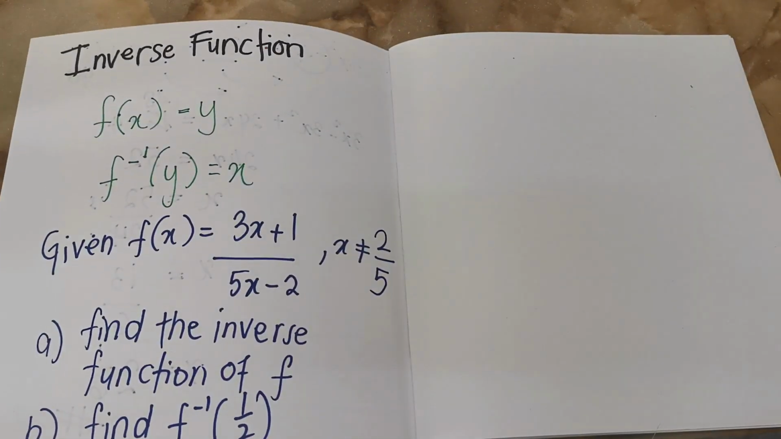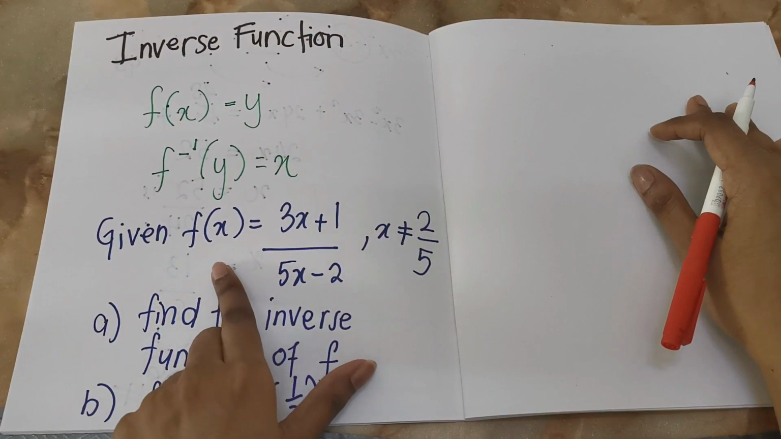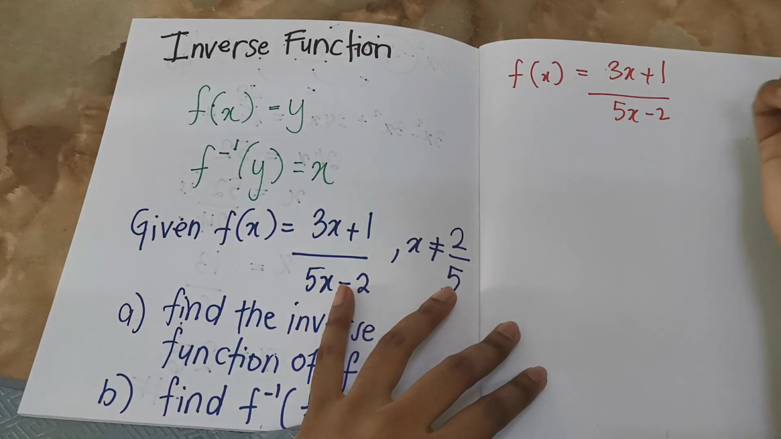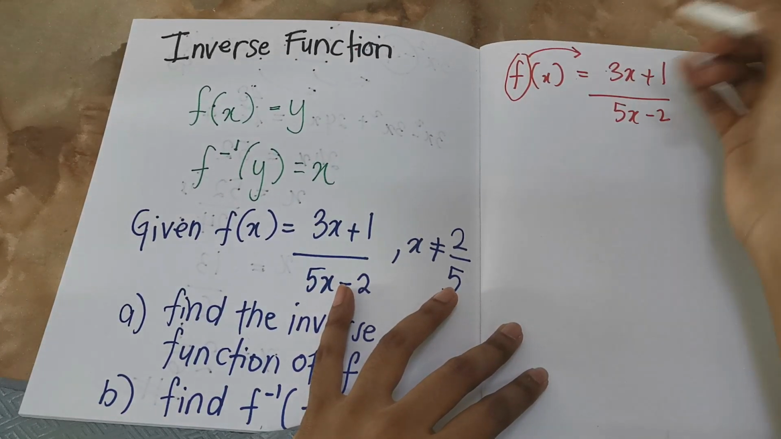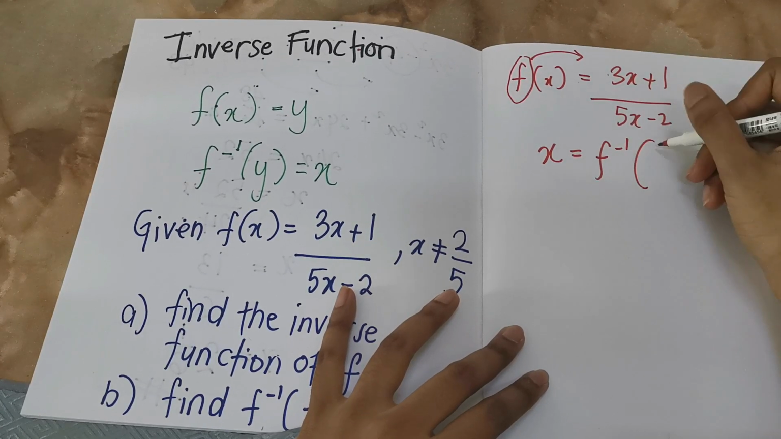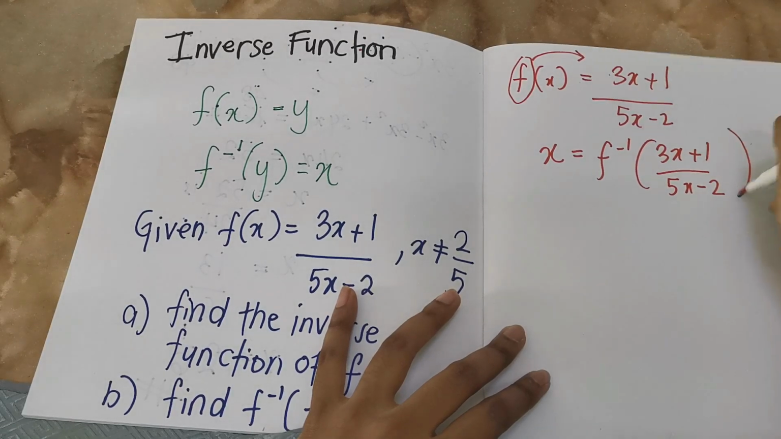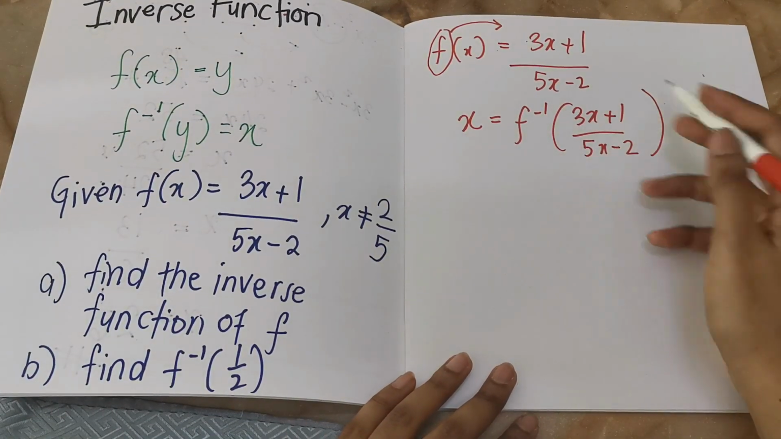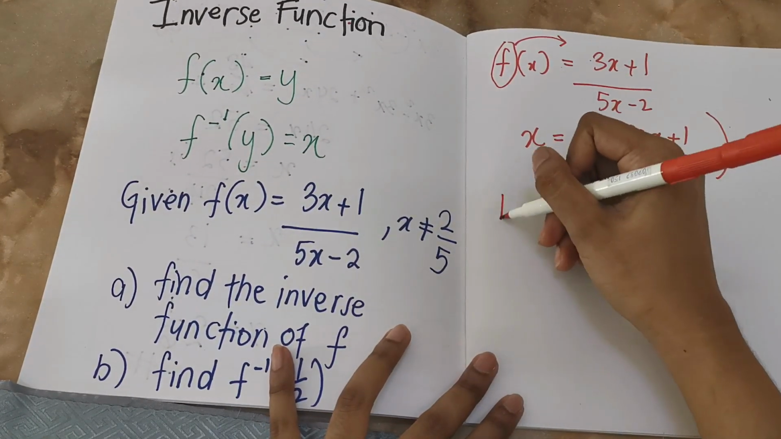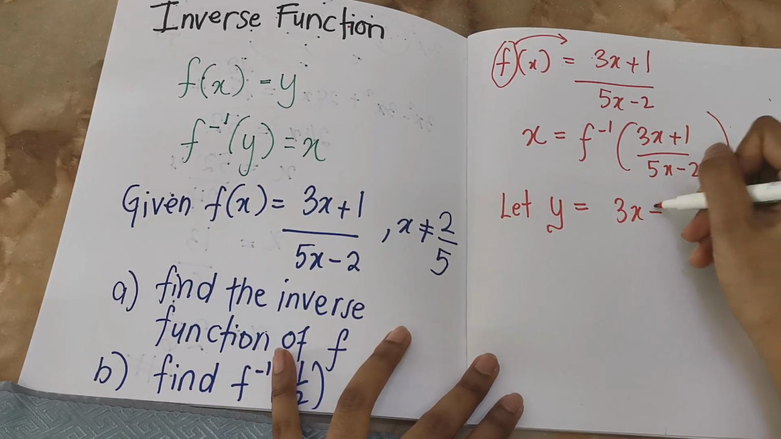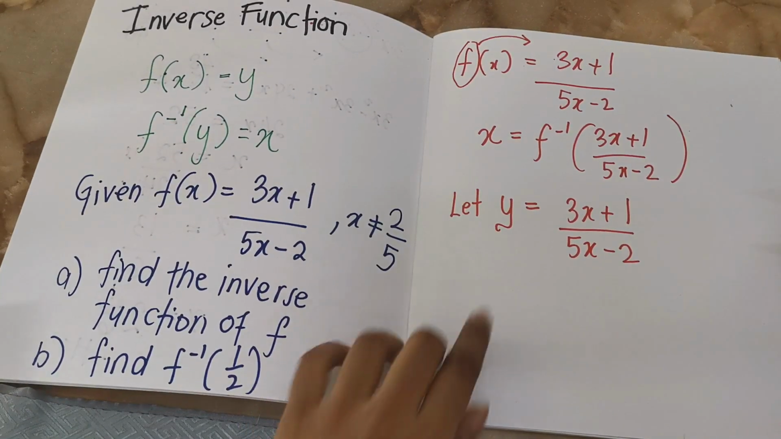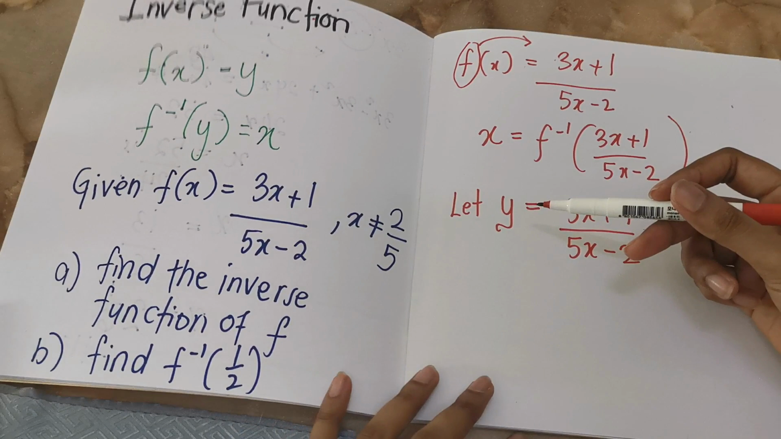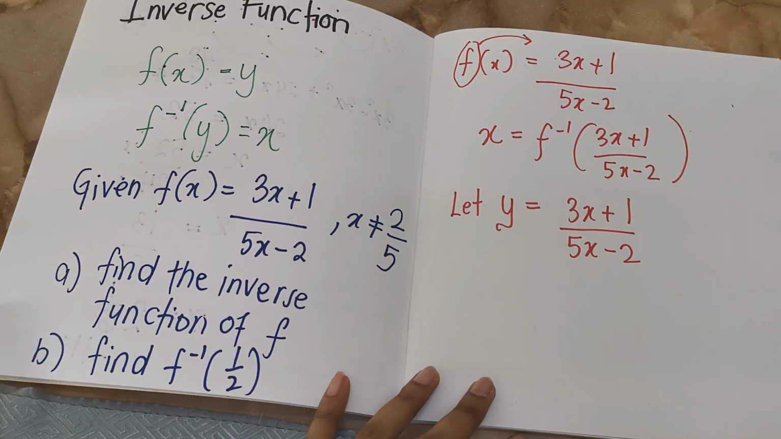First, to find the inverse, what we are going to do is, let me show you. This is f(x), which is (3x + 1) over (5x - 2). Now, you need to know that when we inverse, x becomes the inverse of this function. What we are going to do is let a letter equal this function. So we write let y equal (3x + 1) over (5x - 2). You can use any other letters, for example a or b, but by norm we use y.